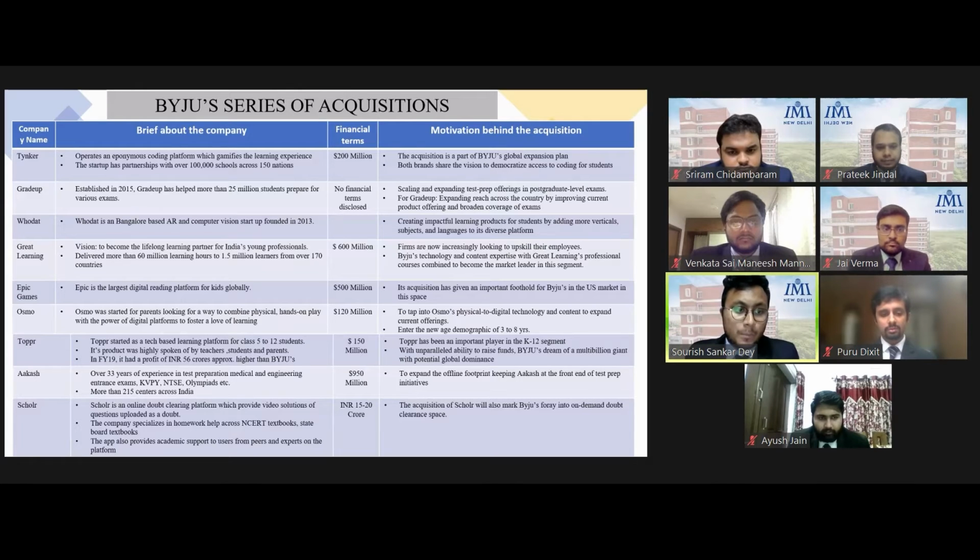Other companies like Topper, Scholar, Osmo, Tinker, GradeUp, all these companies basically helped Byju's in entering different markets. GradeUp actually is a postgraduate exam preparation platform, which basically had a tie up with Byju's. And Scholar is basically a doubt clearing platform. Topper was also an organization which dealt with the K-12 segment only, but it couldn't really gather a lot of funding from the investors, and was eventually acquired by Byju's.